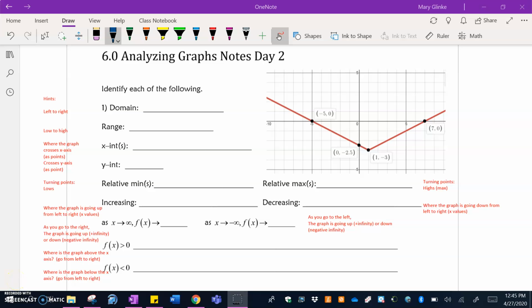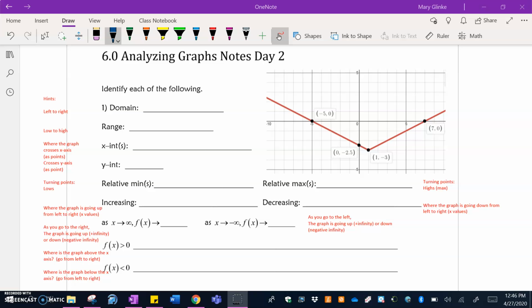Hello, this is the second day on analyzing graphs. We have 3 more practice problems to help us with all of our analysis of graphs. We're first going to do problem number 1 together, and as you can see, I have typed in some hints here in red. So as you go to subsequent problems, these are the questions you should ask yourself as you're going through these ones.